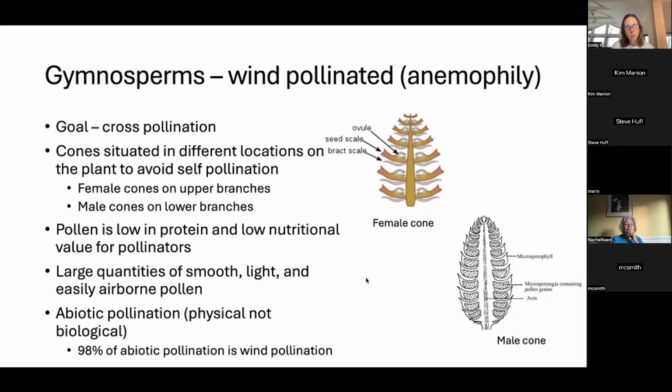And I have a word at the bottom of this slide, abiotic, and that means not biological. So wind is not a living thing that is moving pollen from one place to another. And almost all abiotic pollination is going to be wind pollination. So I thought that was an important piece to put in there.